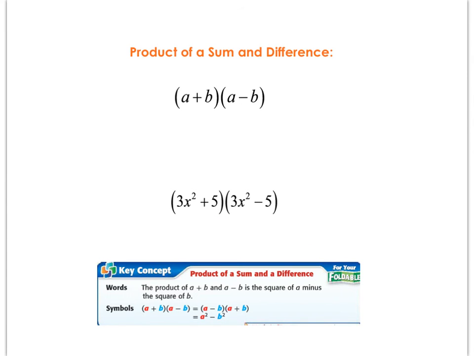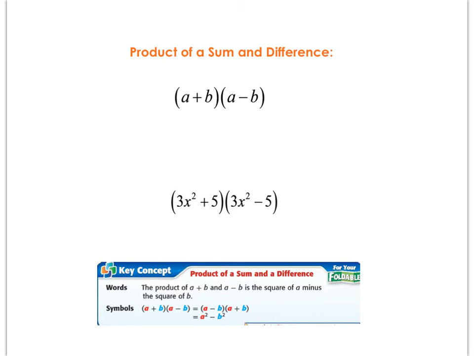Now let's look at the product of a sum and difference. So here I'm given the quantity of a plus b times the quantity of a minus b. So I have one binomial that has an addition symbol and one binomial that has a subtraction symbol and the same terms inside of those binomials.